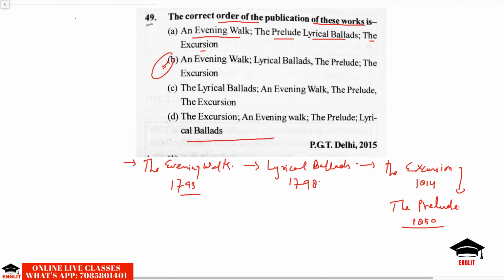The B option is closer if we consider the Prelude by its date of completion. It was completed in 1805. So perhaps when this option was given, this may have been in the mind of the paper setter. However, it is a wrong option; none of the options is even close. So first An Evening Walk, second Lyrical Ballads, then the Excursion, and lastly the Prelude.